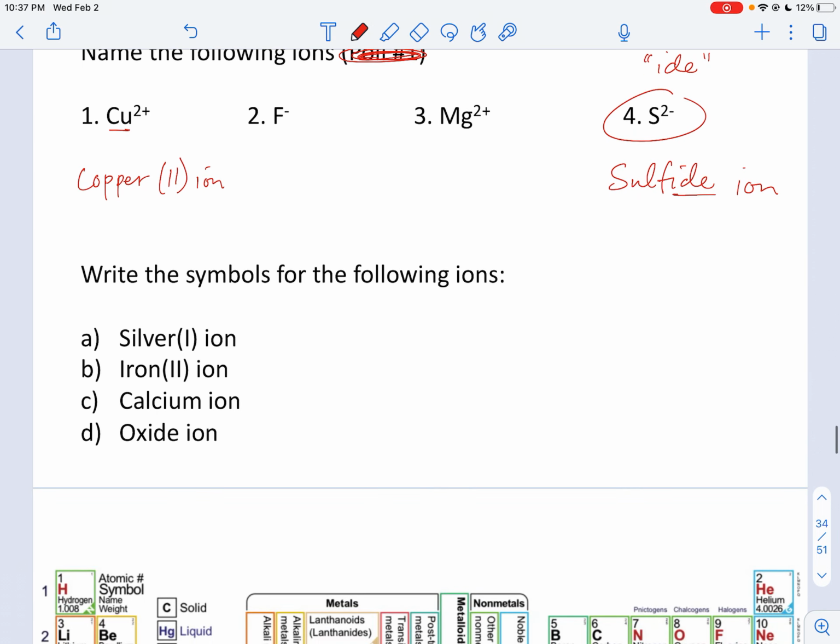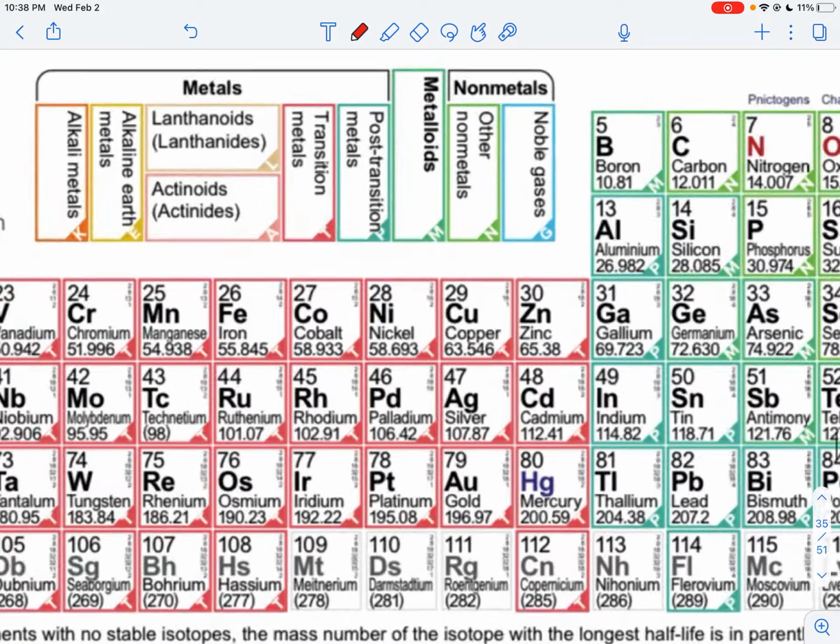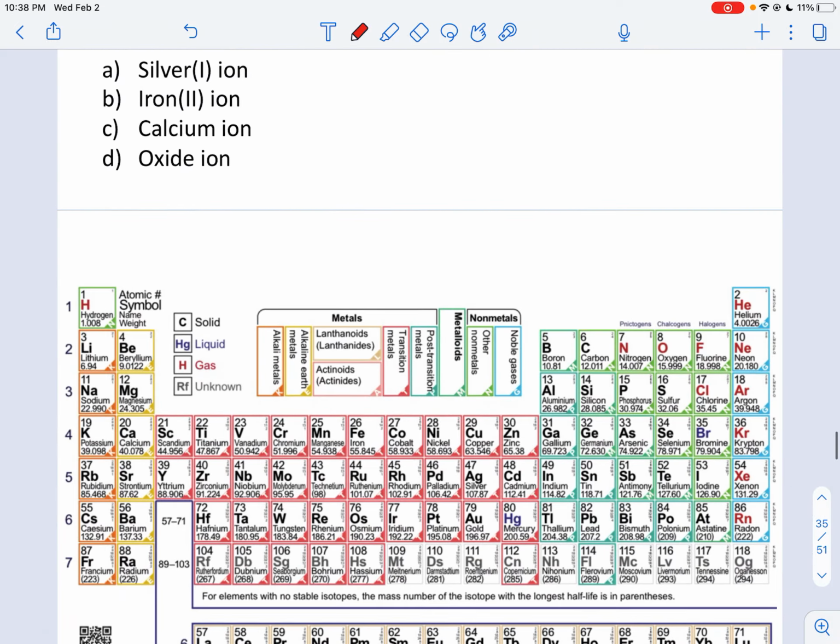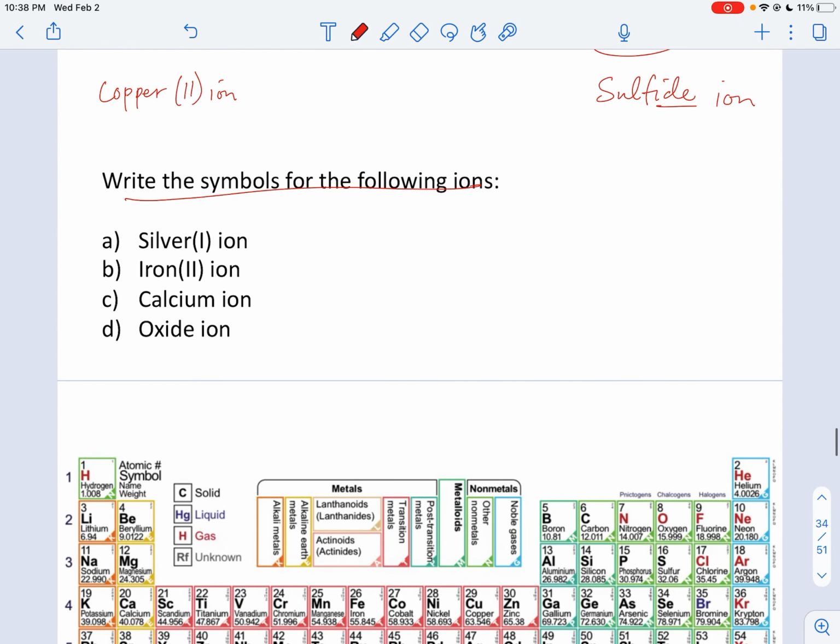Awesome. And then I'll do one of these below. Write the symbols for the following ions. So the silver 1 ion, if you go look at the periodic table, silver is right there, Ag. And so we would just write Ag, and we'll indicate the charge, which is given by the Roman numeral here, with a plus sign. You could write plus or +1.